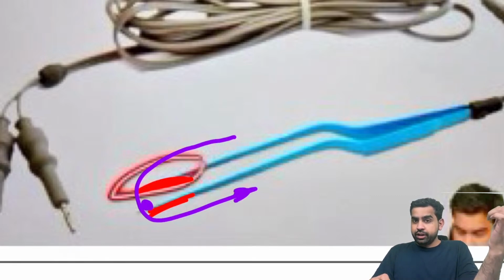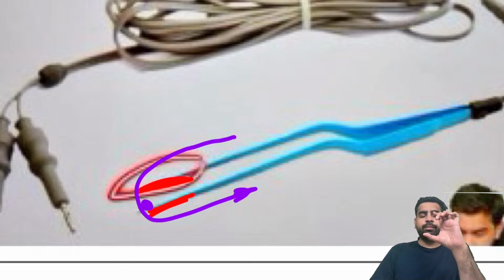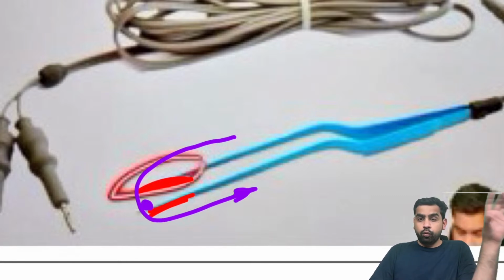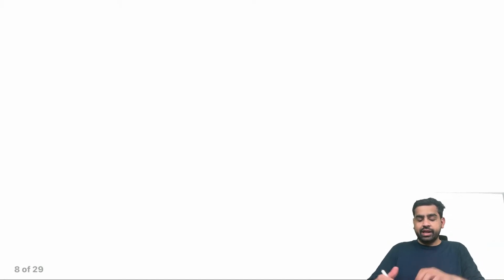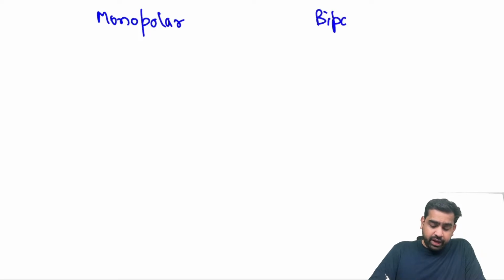Do you need a patient plate in the bipolar cautery? No, you do not need a patient plate in the bipolar cautery, but yes, you do need a patient plate in the monopolar cautery. This is the basic thing you need to understand. Now quickly let's talk about the advantages and disadvantages of the monopolar as well as the bipolar ones. I'll be quick and concise.